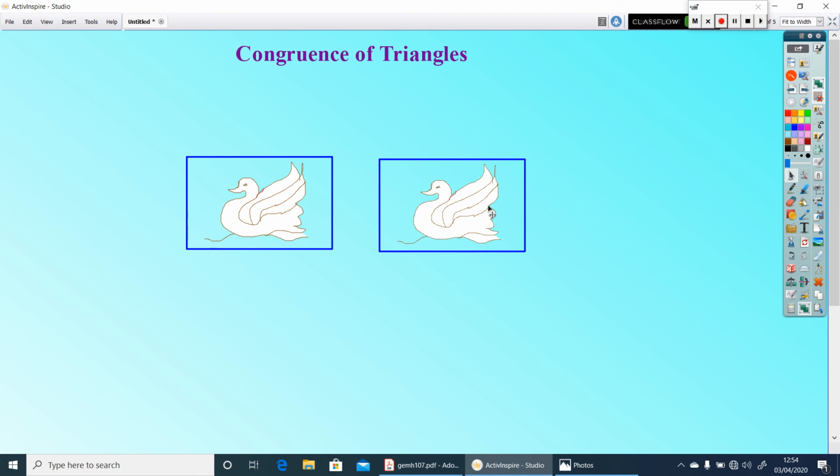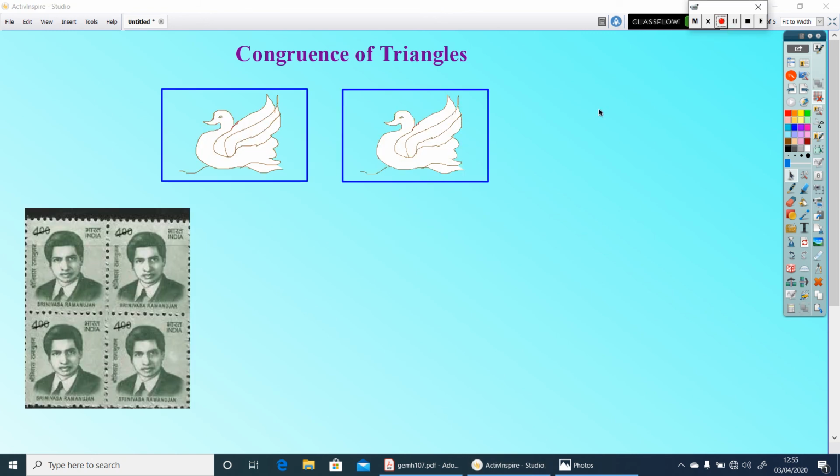Now you can see many congruent figures in our daily life. Let me show some figures. Here are four stamps of the great mathematician Srinivasa Ramanujan. All these stamps are congruent. That means having the same shape and same size.